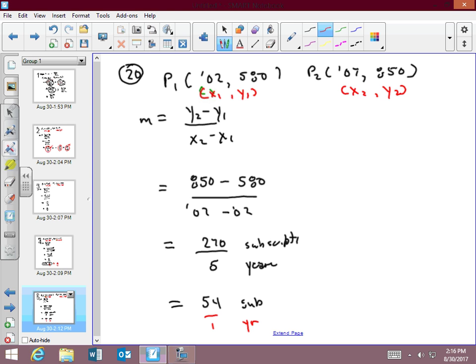Oh, so next year would be around 90,000. Okay. This year you had 850,000 subscriptions. Your expectation is next year you would have how many? You'd have 54,000 more because it's been increasing at a rate of 54, right? So you would add 54,000 and you'd have 904,000. So what would you want to be if you were the publisher of this magazine?